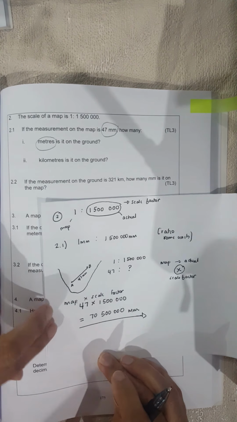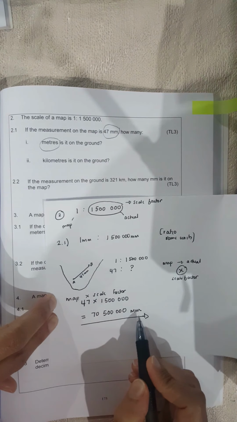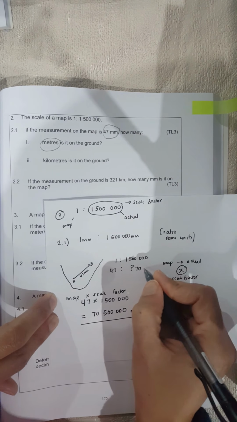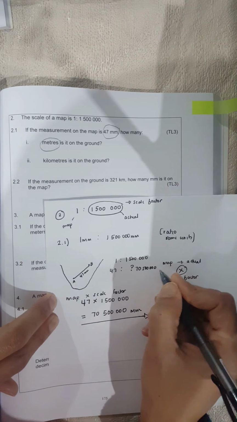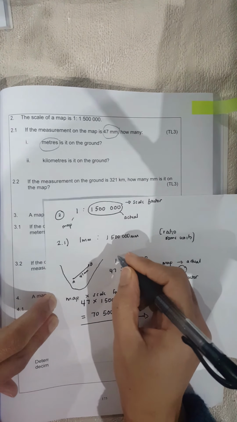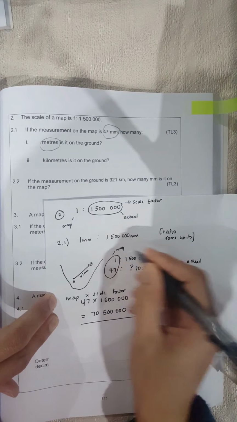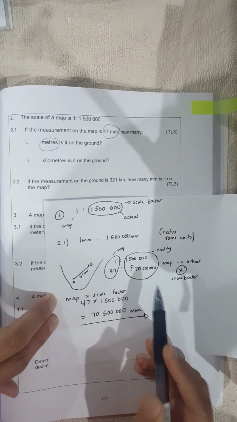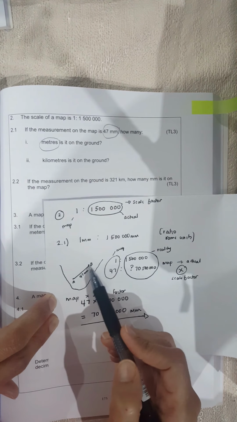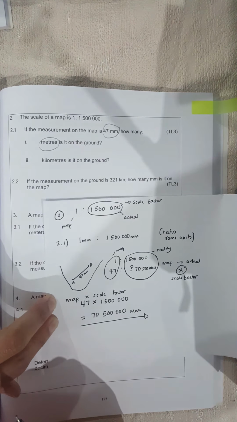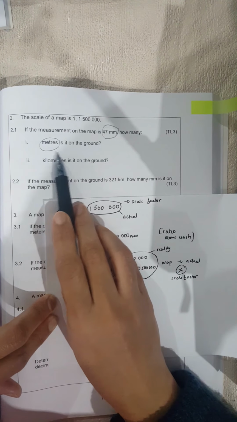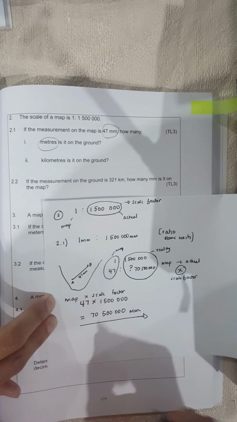What I have done in my calculation here is that I've said 47 millimeters is actually how much? 70.5 million millimeters in reality. This is my map and this is my reality. Can you see we can't do this on a map? We've only drawn 47 millimeters, and then we have to show what that 47 millimeters represents. It's representing 70.5 million millimeters. Now the question says, how many meters is it on the ground? Now you worry about the conversion.